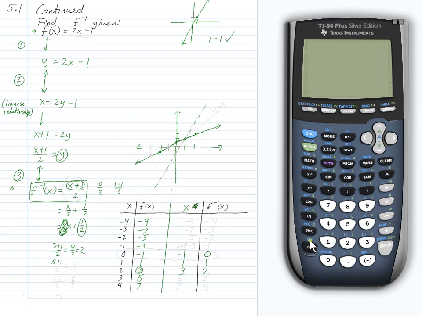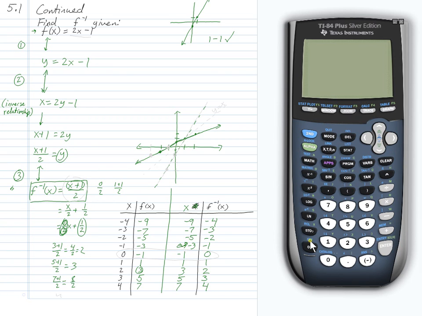5 plus 1 over 2, that's 6 over 2, that's 3. And 7 plus 1 over 2, 8 over 2 gives us 4. And we can go in the other direction. If we plugged in -3, we would get -1 back out. You can verify that. -5 would give us -2. -7 would give us -3. -9 would give us -4.